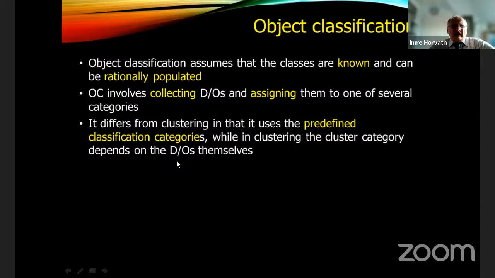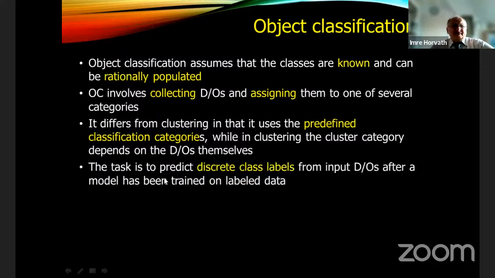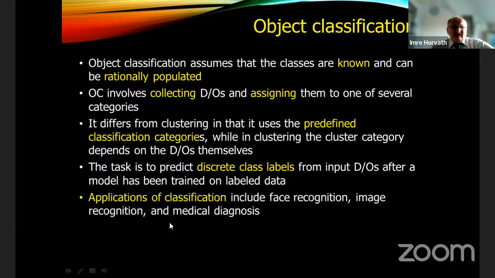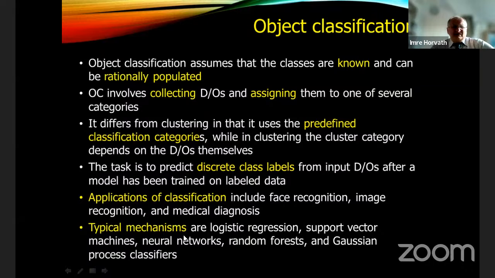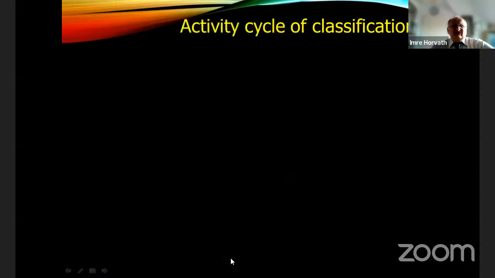Something I can also mention here is that object classification typically doesn't have that sort of dynamic recomputation and dynamic clustering, which may lead to moving a particular data entity to a different cluster. The task of object classification is to predict discrete class labels from the input data and objects after a model has been trained on labeled data. The typical applications of classification include face recognition, image recognition, and medical diagnosis. The typical mechanisms able to conduct object classification are, for instance, logistic regression, support vector machine, neural networks, random forest, and Gaussian process classifiers.